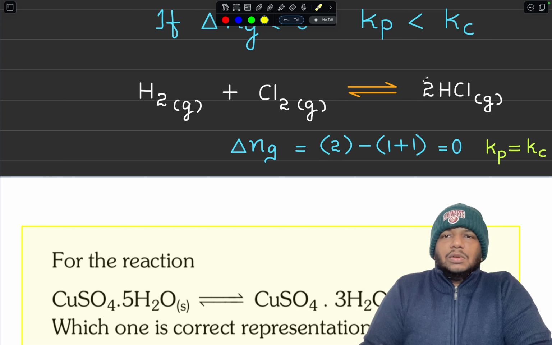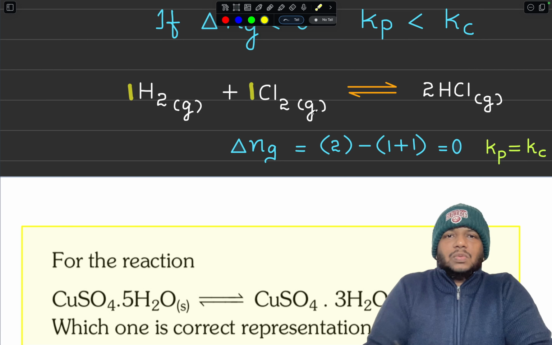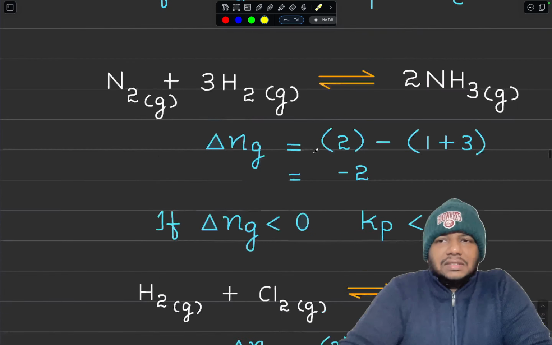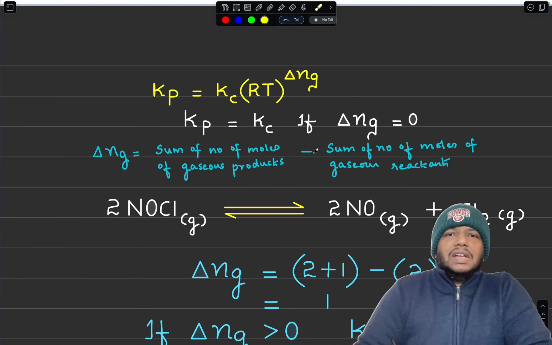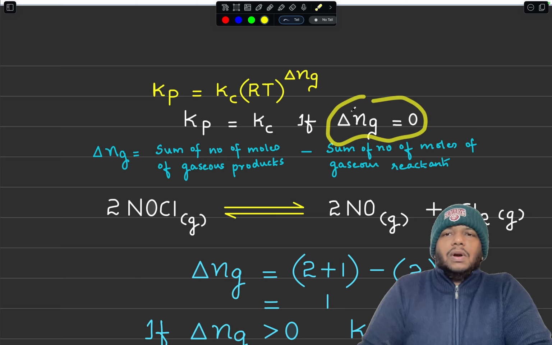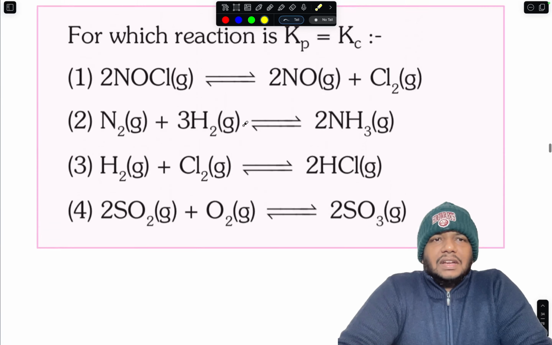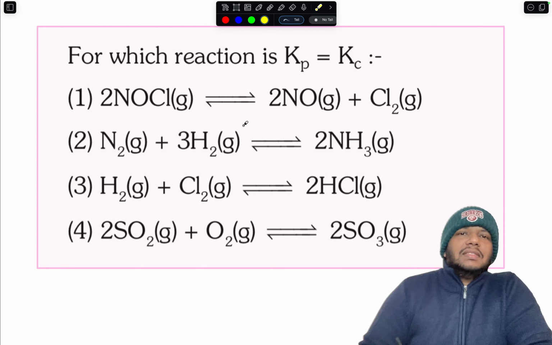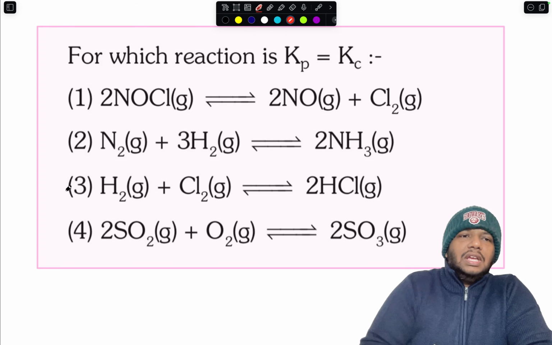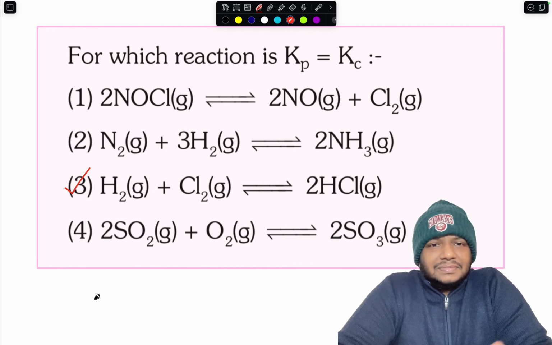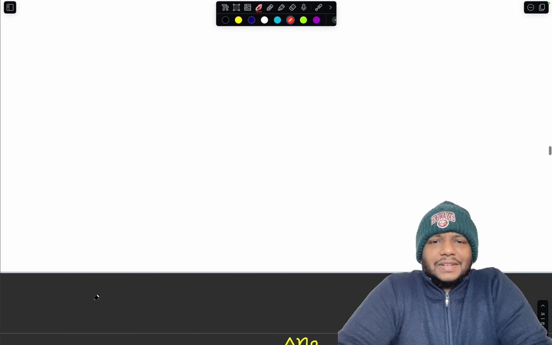Now in the last case you can see H2 plus Cl2 giving 2HCl. So delta Ng is equal to the number of moles of the gaseous product minus the number of moles of the gaseous reactant. That is 2 minus (1 plus 1), which is equal to 0. Whenever delta Ng is equal to 0, Kp will become equal to Kc. Clear? So in which reaction is Kp equal to Kc? When delta Ng is equal to 0, that is happening in equation 3. So option 3 would be my correct answer. Very easy, right? I hope it is clear for you.